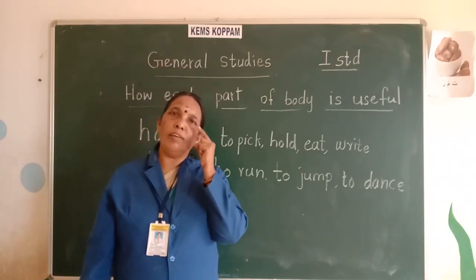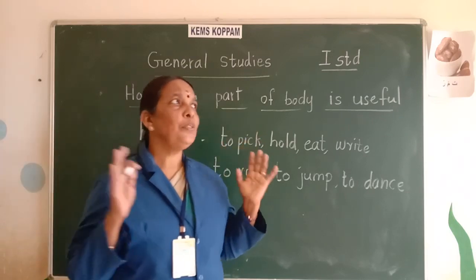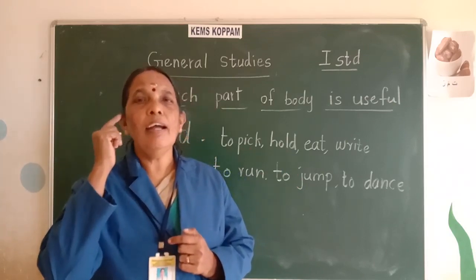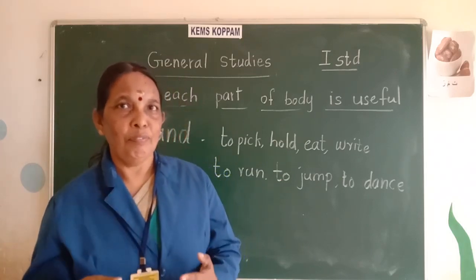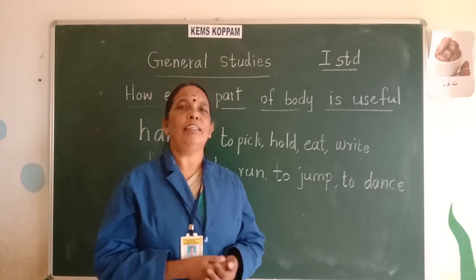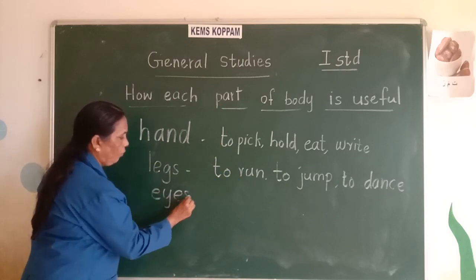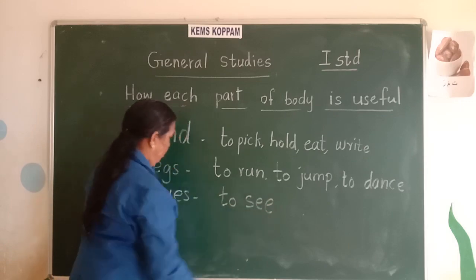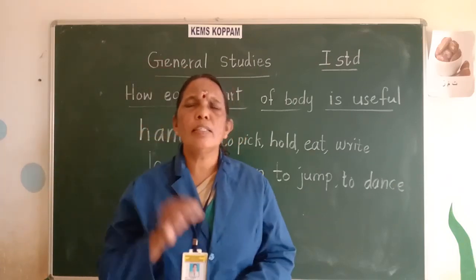Then, next. What is the use of our eyes? Do you know? We use our eyes to see things. We can see this beautiful world with our eyes. We see our parents with our eyes. We see our teachers with our eyes. Okay, understood? Yes, we see with our eyes. Eyes to see.